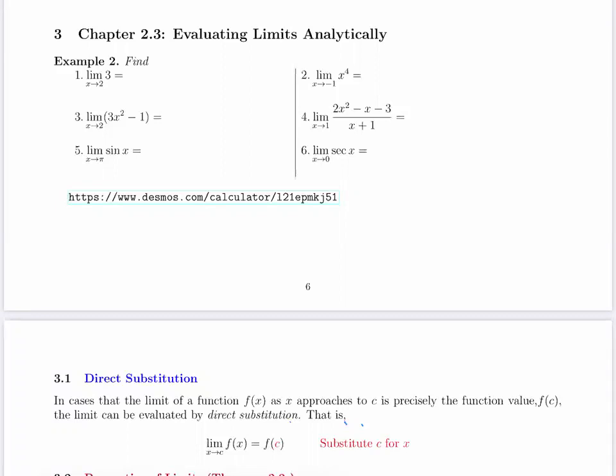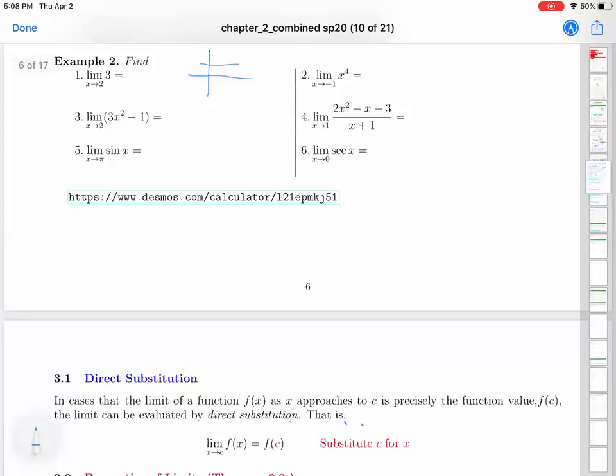You're supposed to find the limit of 3 when x goes to 2. And again, 3 is a horizontal function. Right? It's continuous everywhere. That means when you find the limit of these functions at 2, the limit of these functions is always just the value of y, which is 3. It's always 3. And then you want to find the limit of x to the 4th when x goes to -1.